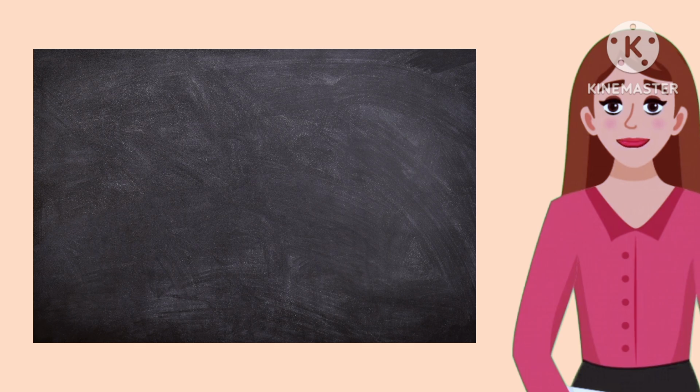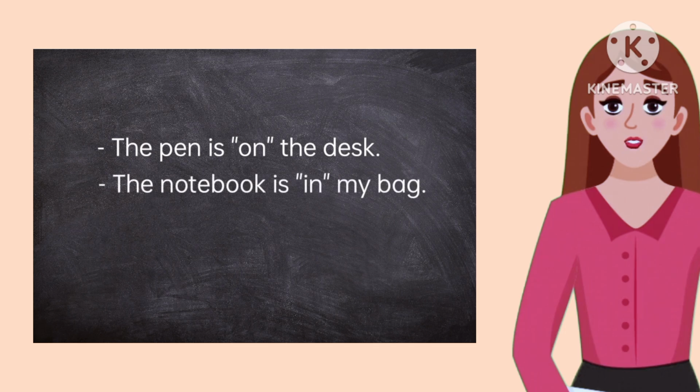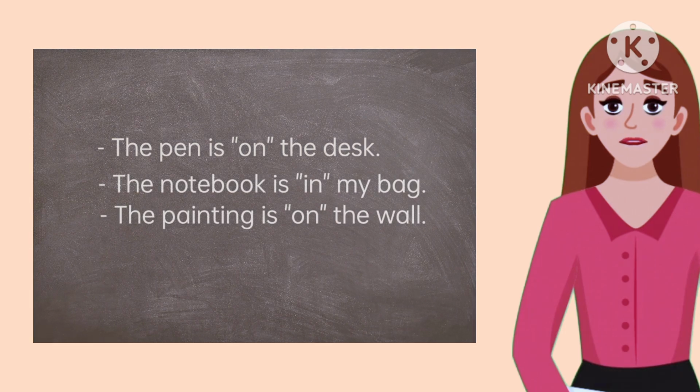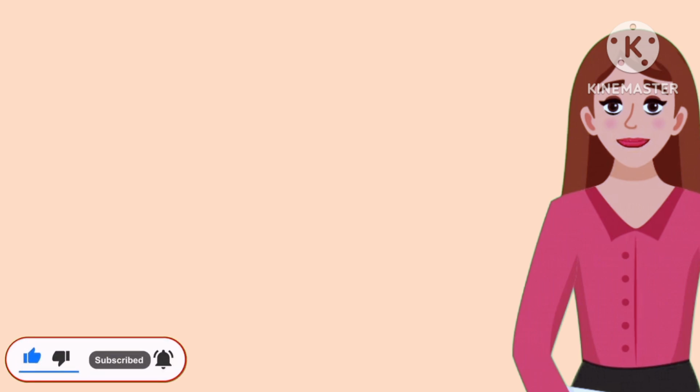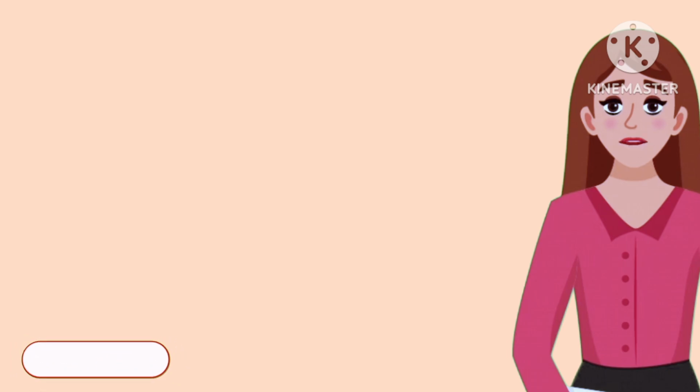Let's practice together. Look around you right now and try describing where things are. For example, the pen is on the desk, the notebook is in my bag, the painting is on the wall. Now, pause this video and try describing 3 things around you. I'll wait. Done? Great! The more you practice, the better you'll get.